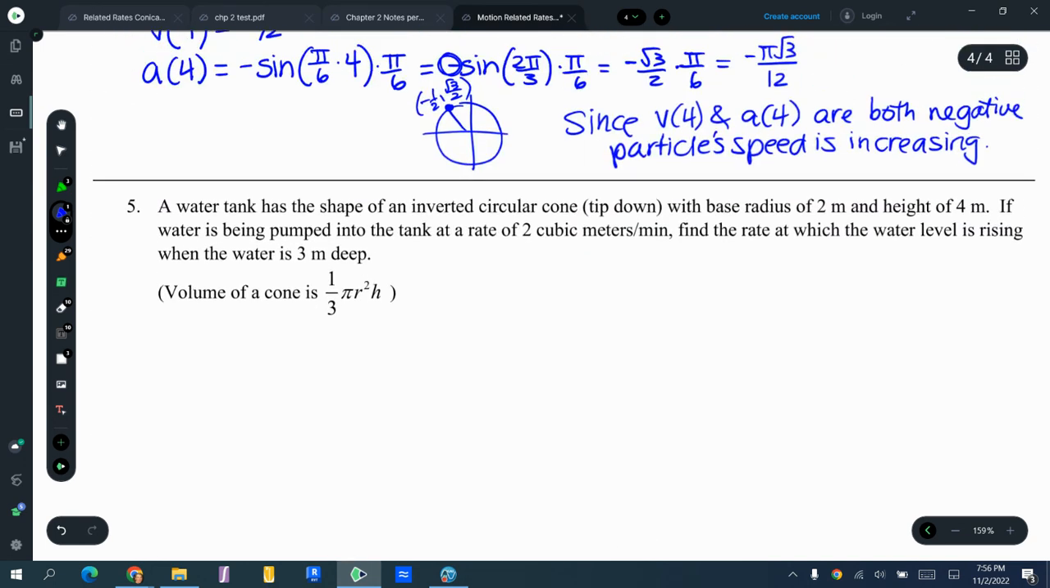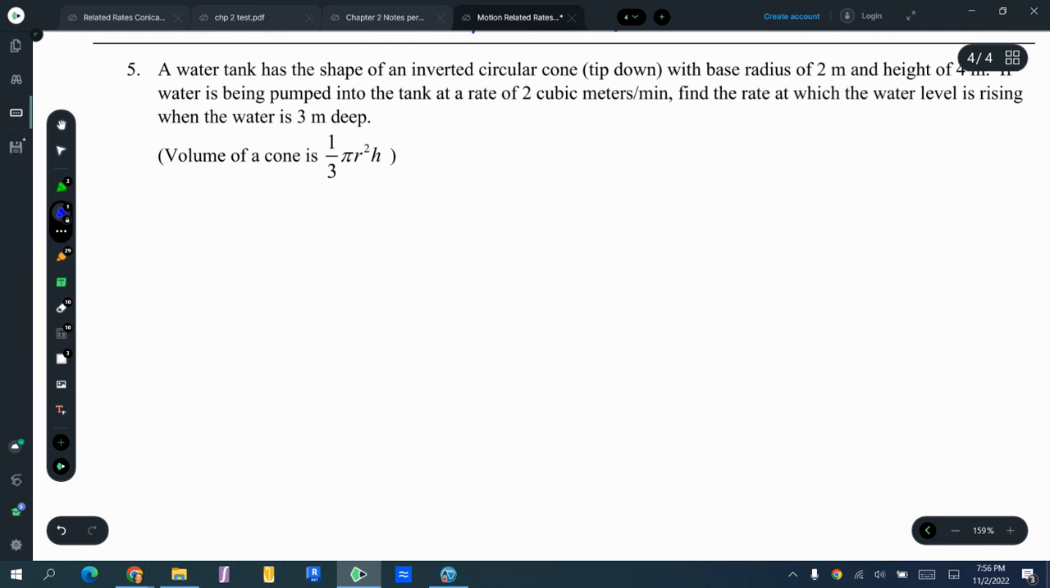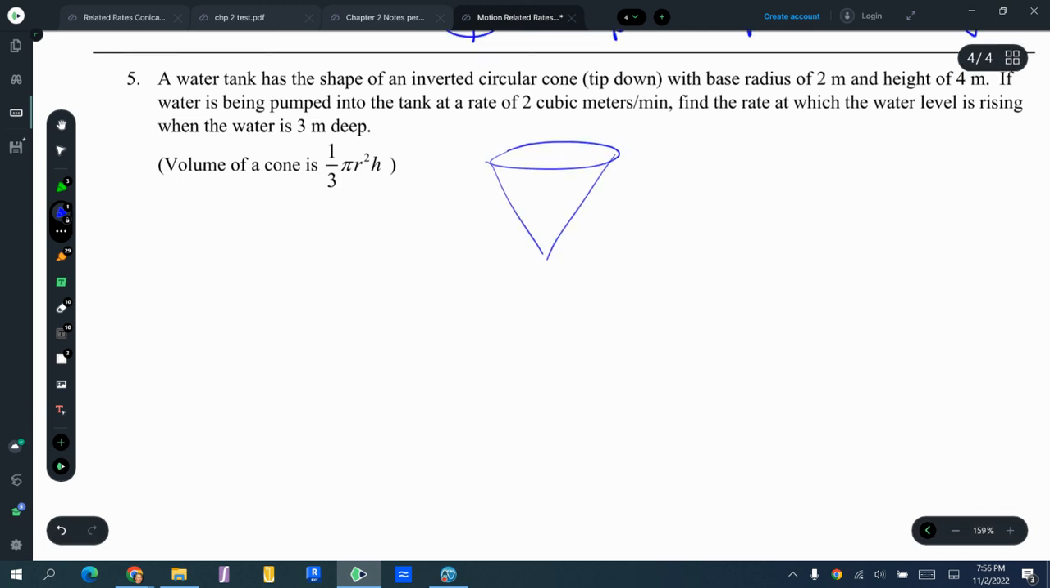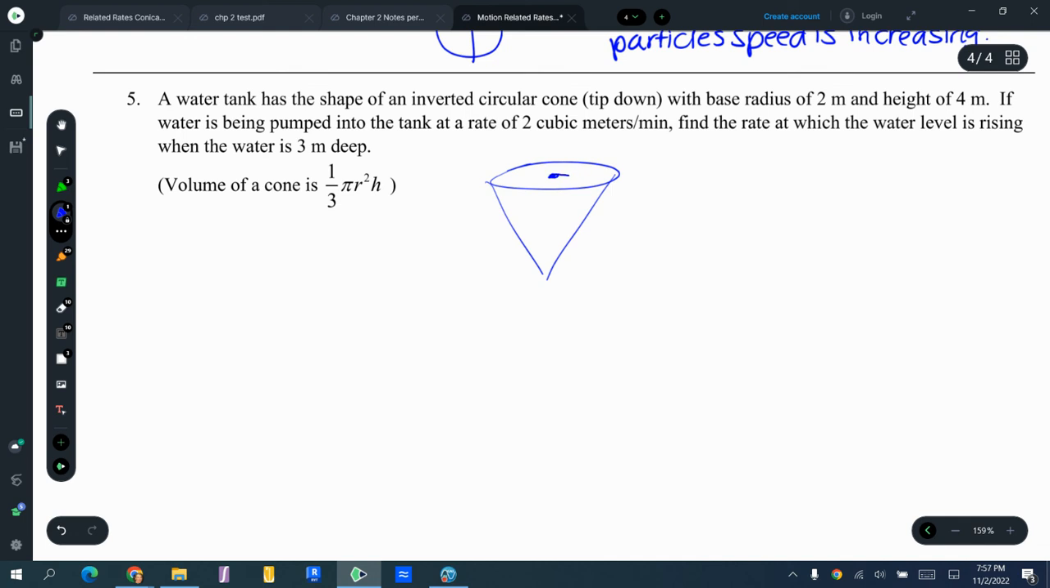And last but not least, we've got a water tank that has the shape of an inverted circular cone with the tip down. The base radius is 2 meters. The height of this cone is 4 meters. And water is being pumped into the tank. So we're going to have water filling this tank up. And I hope you can start to get the gist of this. We've got similar triangles in here. The water is rising, and so we're going to use the idea of the similar triangles here.